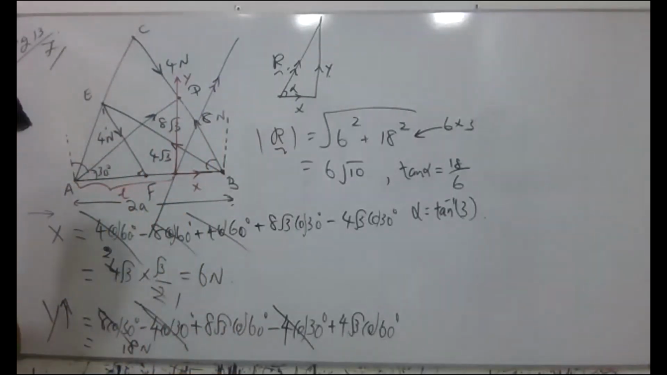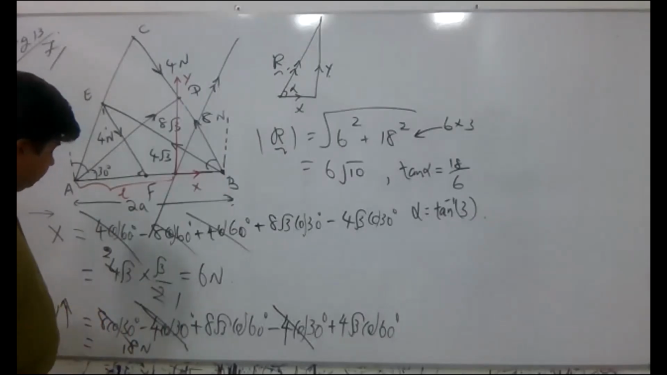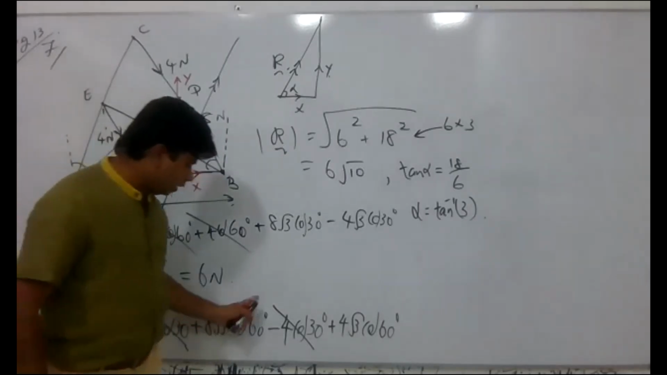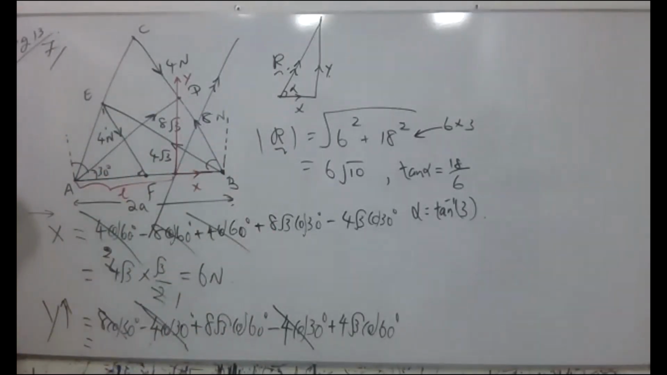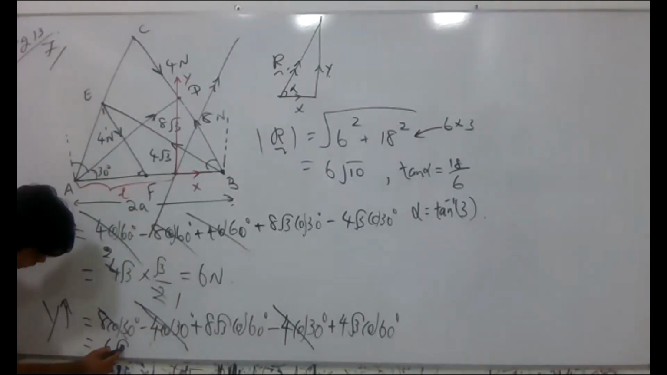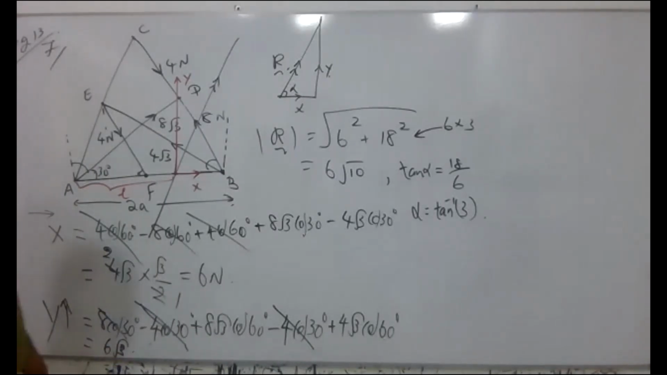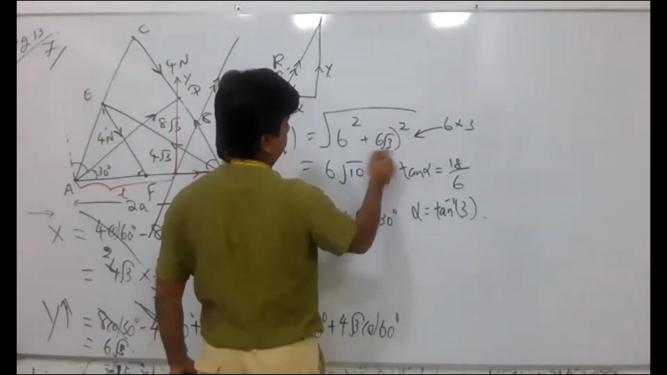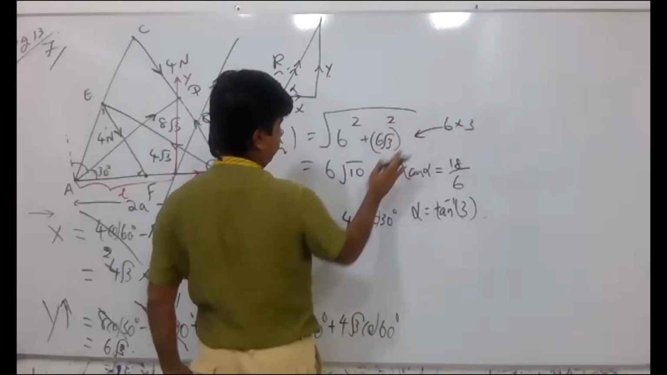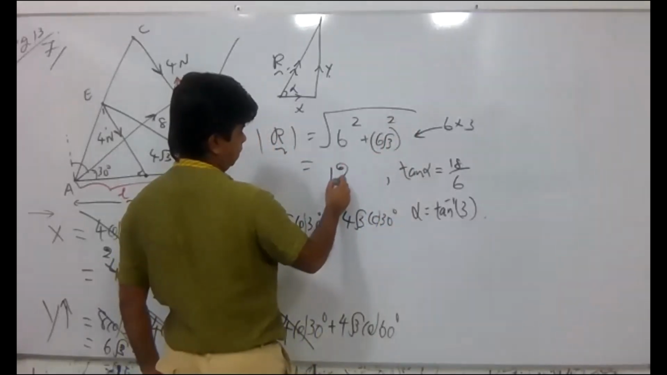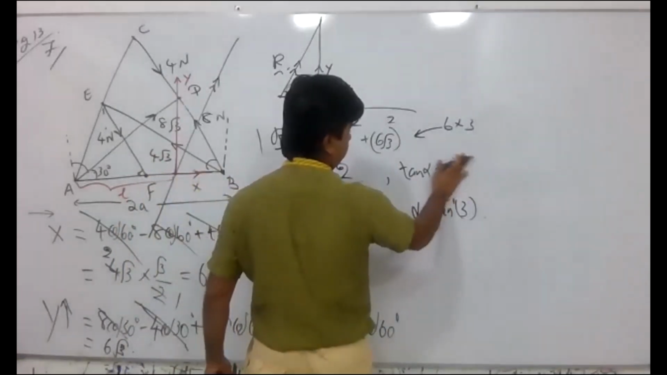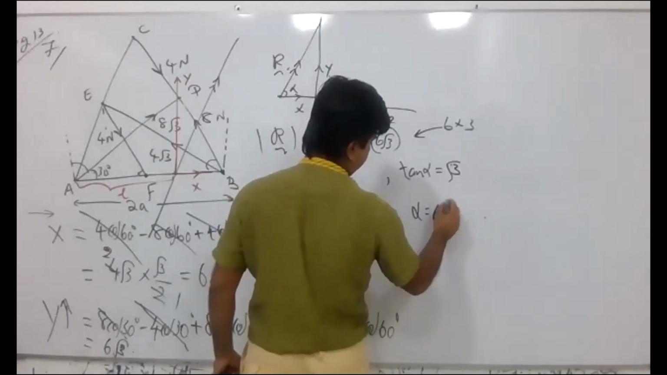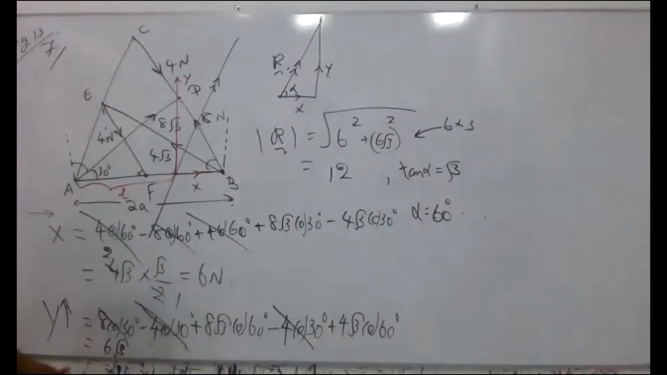Then cos 60, not 30. How did I take that 6, 30, 30? How did I see this 30 again and again? Then you will be having 6 root 3, and here 6 root 3 squared. Very nice, no? Then you will be having simply 12. Modulus of this one is 12, this one is root 3, then alpha equals 60. Wow, it comes nice.